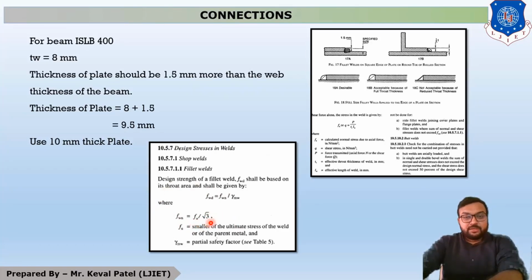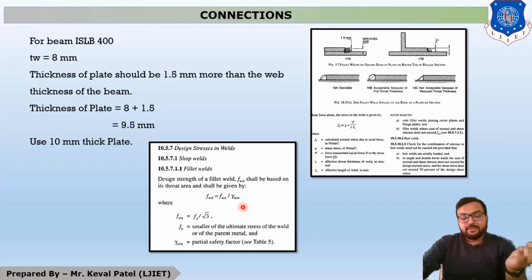Now root 3 is constant. Fu, so what is Fu? Fu is the smaller of the ultimate stresses, and it is 410 megapascal because the ultimate strength of the plate is 410 megapascal. So students, we put this Fu by root 3 value in this equation and we will find the value of Fwd as Fu by root 3 into gamma Mw. Now your Fu is 410, root 3 is constant.